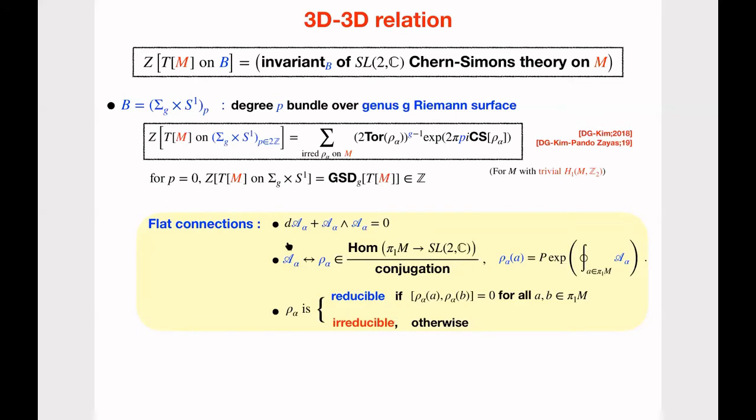To count the number of irreducible flat connections, the only information we need to know is the fundamental group. If we know the fundamental group, then by solving this homomorphism problem, we can obtain the number of irreducible flat connections. And for each irreducible flat connection, there is an associated topological invariant called the Chern-Simons invariant and the Reidemeister torsion.